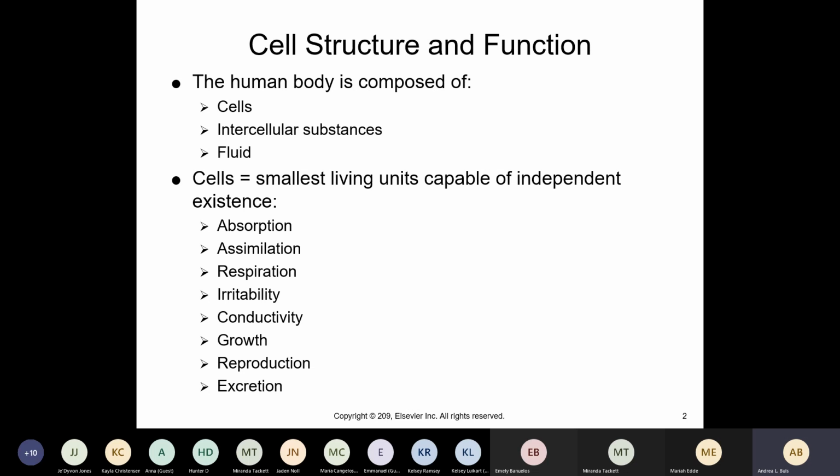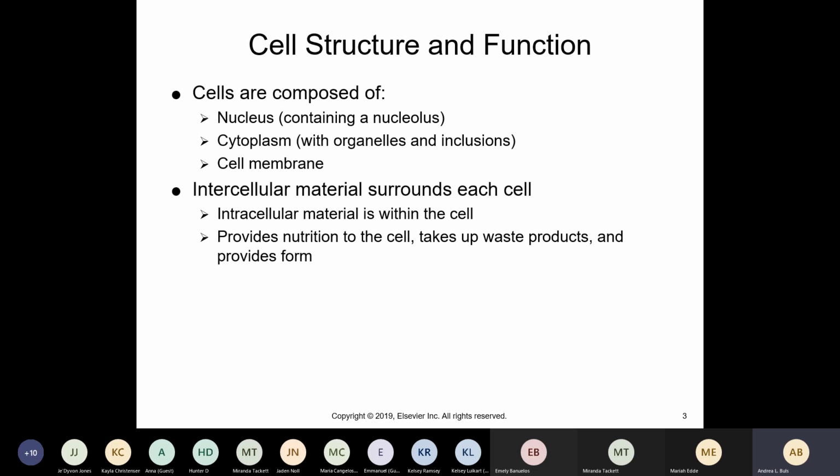You'll see listed here the basic functions of the cell: to absorb, assimilate, and respirate. They have the ability to be irritable, and to conduct growth, reproduction, and excretion. Cells are composed of a nucleus, which contains the nucleolus, cytoplasm, and in that cytoplasm there are organelles and inclusions, and the cell membrane that holds the whole thing together. The intracellular material that surrounds each cell is found in all the cells, and it provides nutrition to the cell, takes up waste products, and also provides form for the cell.